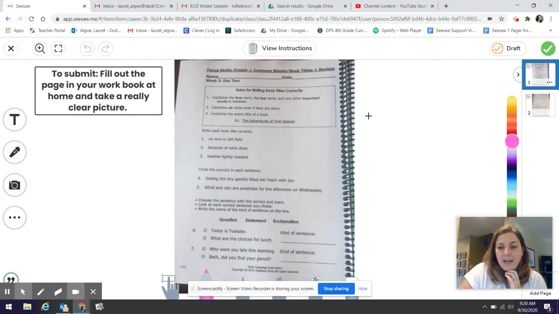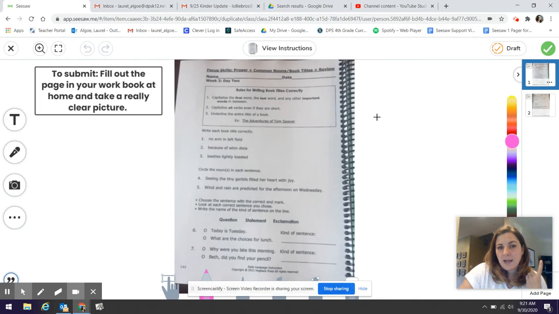So when we are writing about a book, we have to show that it's a book in some special ways. There's 3 rules. The first rule is that you capitalize the first word and the last word, no matter what they are, and any other important big words in between. So that means any words that are pretty key. We don't worry about words like and, the, or is. If those are in the middle, we don't worry about them. So capitalize the first word, the last word, and any other important words.